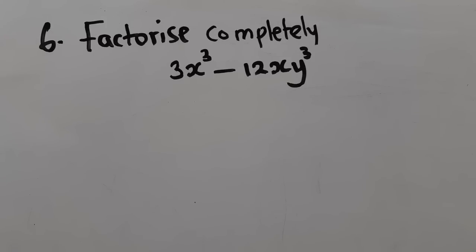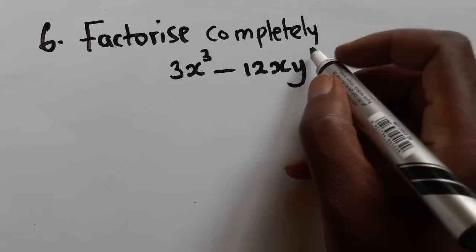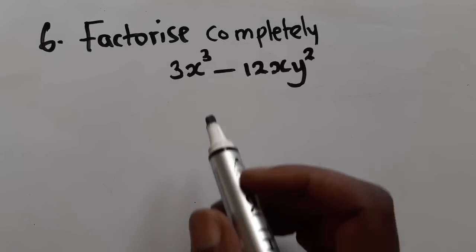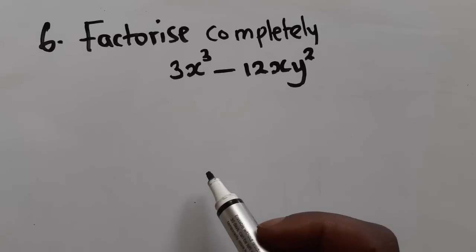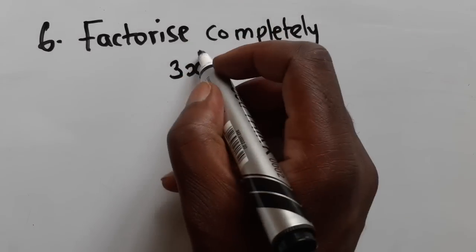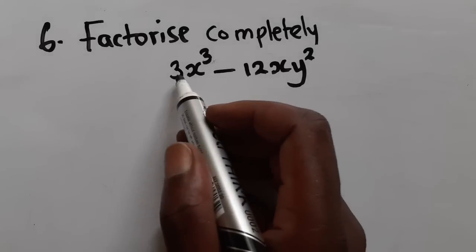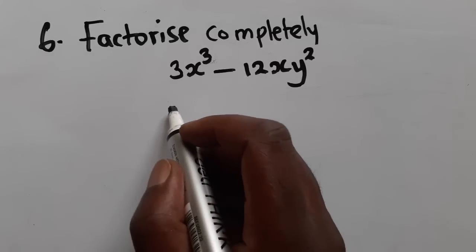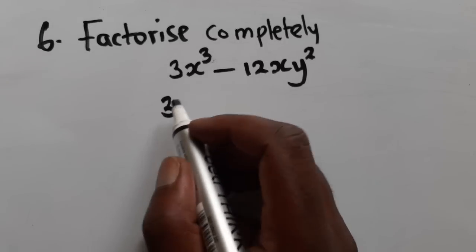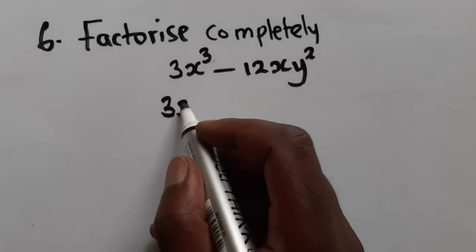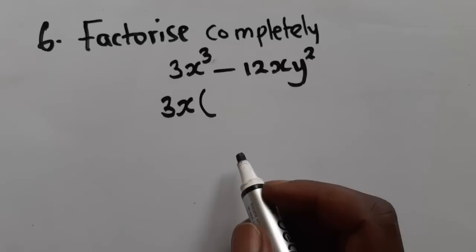Okay, so we have question 6. How do we factorize this question? Sorry, this is supposed to be square. Okay, how do we factorize this question? This is cubed. Okay, this is cubed. I hope it's clear. So what is common first of all here on 3 and 12? 3 itself can go into 3 and 12. An x is also common. Okay, so this is what we're going to have.